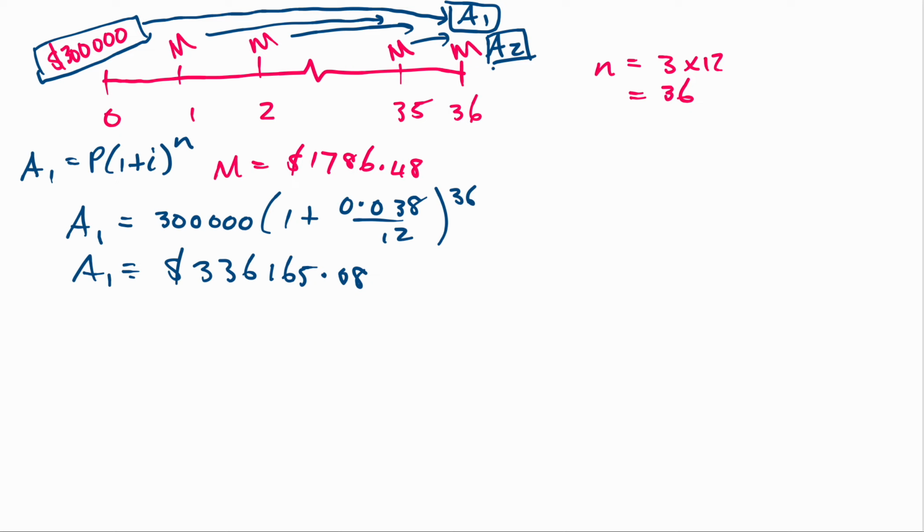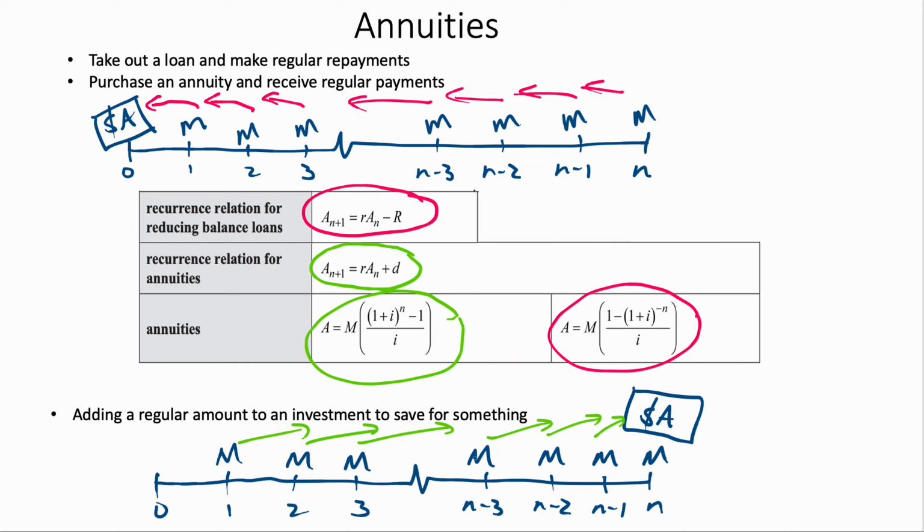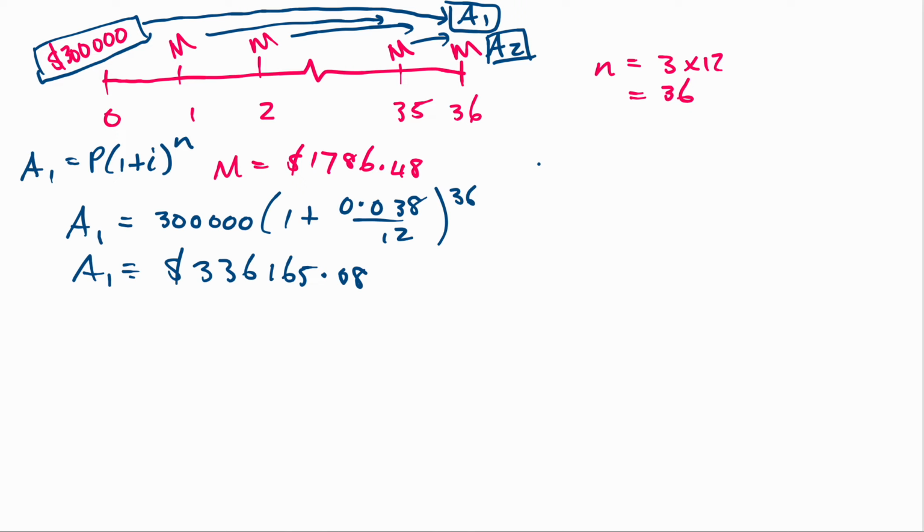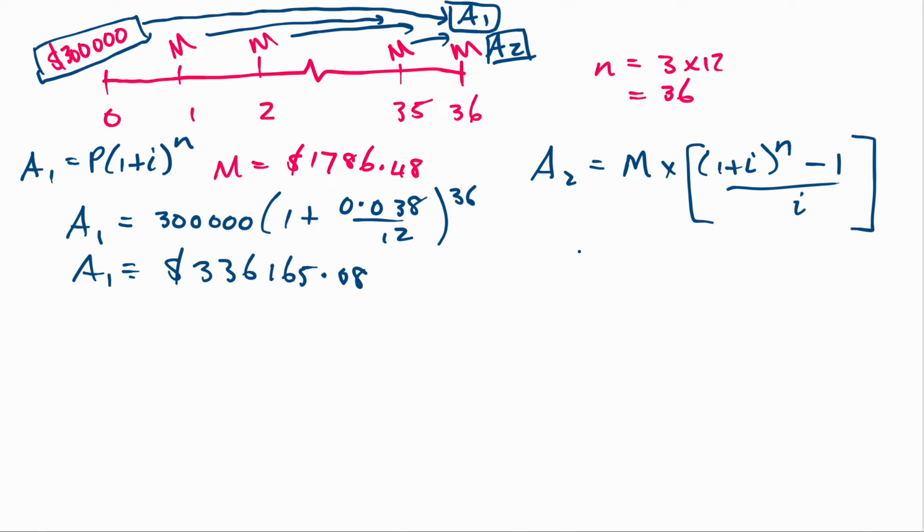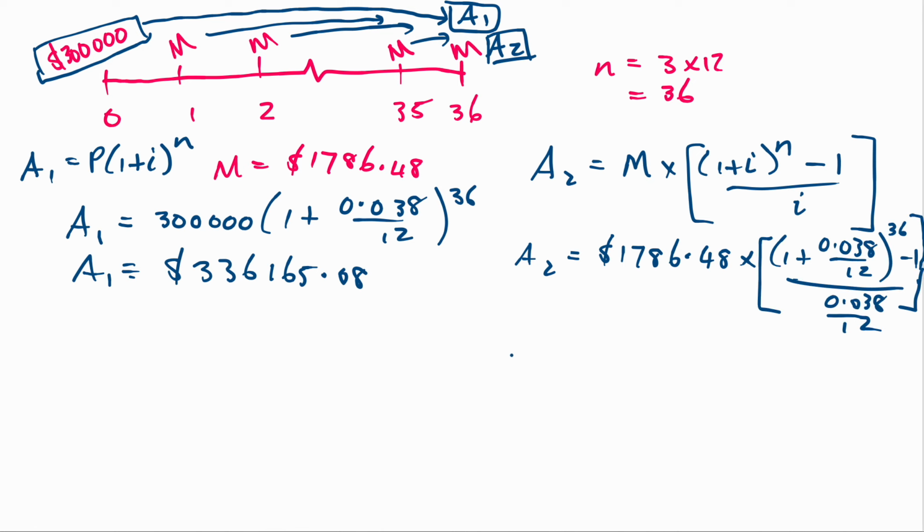Okay, now we need to find what the value of all these M's, the monthly repayments that we've made so far, what is their value at that point in time? So remember, this time when our M's are coming forward in time, that's when we're using the annuity formula with the positive N. So we can say that A2 is equal to, popping everything in there, the M, remember, is 1786.48.